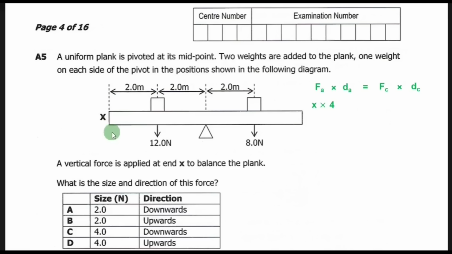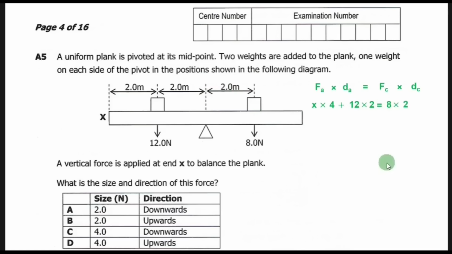Then that moment, plus another moment caused by the force here, which is the 12 force. So we'll say plus the moment caused by 12, which is 12 times the distance of this force from the pivot, which is 2. Then we'll say equals this one here: this force, which is 8, times its distance from the pivot, which is 2.